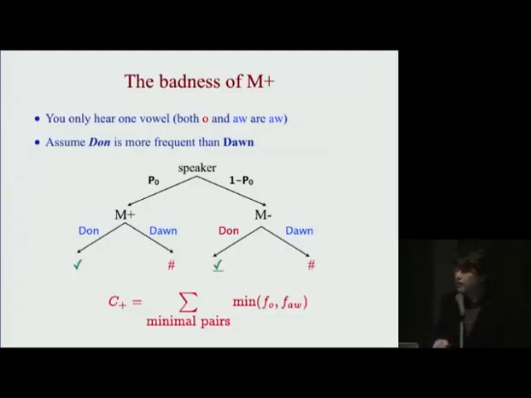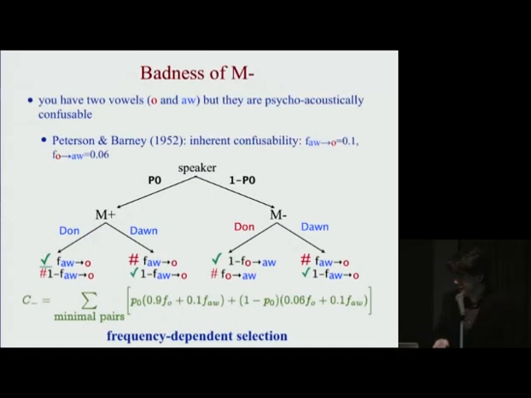Now the unmerged system is different. It's somewhat more complex. So you hear two vowels, O and also AW, but they're psychoacoustically confusable to some extent. So this goes back to Peterson and Barney. Roughly, AW can be perceived as O with probability of 0.1, and this goes the other way with probability of 0.6. So this needs a little more thinking.